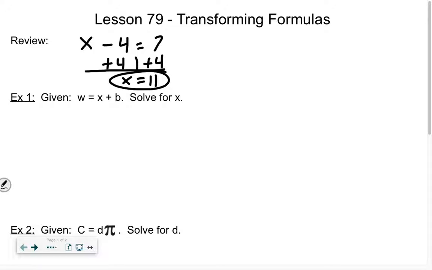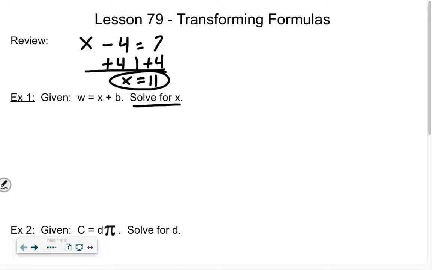And today we're going to do the same thing. We're solving equations, but instead today we're going to be dealing with just strictly variables and solving for a particular variable. So for example number 1, it's given that w is equal to x plus b. Now we have no idea what w, x, and b stand for, but that's okay. The only thing that we do know is that we want to solve for x. So the objective here is to get x by itself.